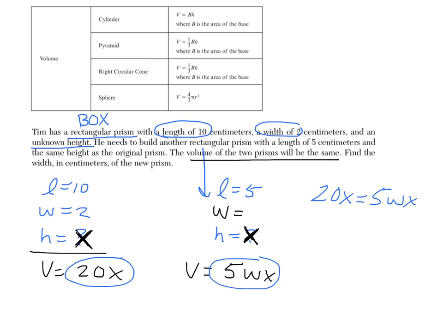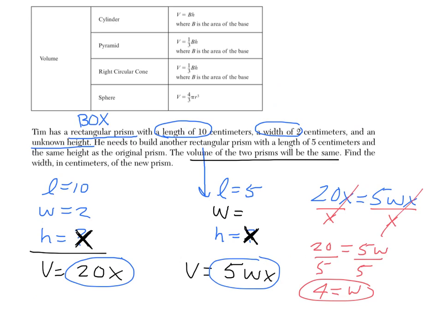And you want to find the width. So you divide both sides by x, and that eliminates the x from both sides of the equation, which is a nice thing. Dividing by 5 leads me to believe that the width has to be 4. Now that's a complicated question.